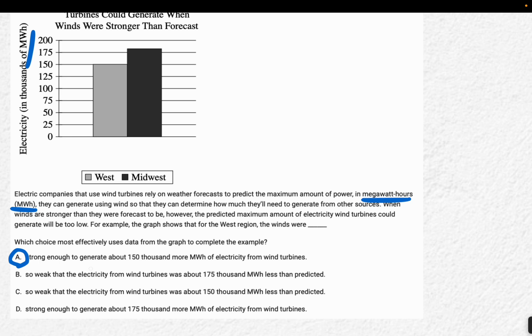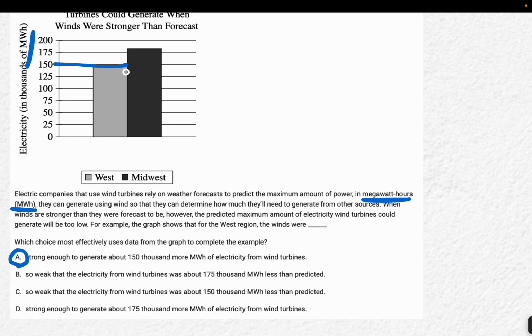Choice D is incorrect. It misreads the graph. If we choose choice D, then that means we misread the graph, because neither Midwest nor West is directly on 175. So 150 is the line. We can also draw a line like this, or just like I said before, play with our cursor, or use our finger to do that.